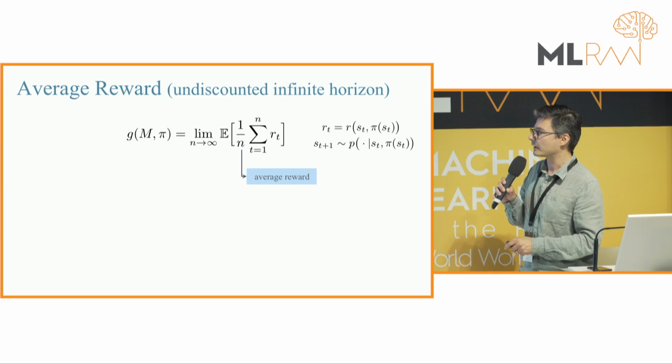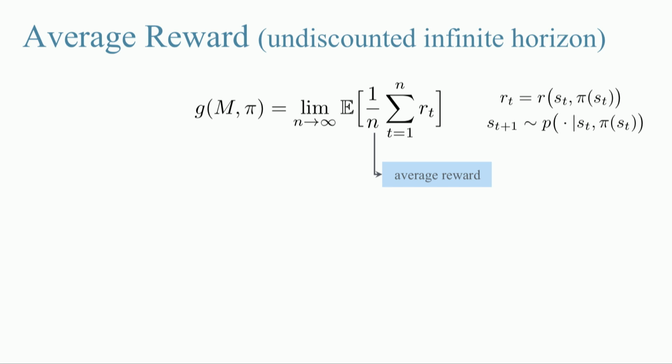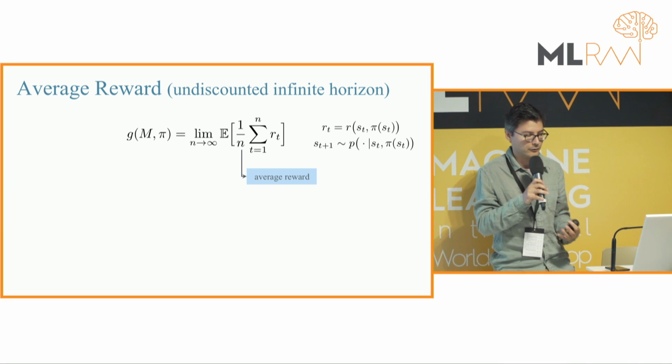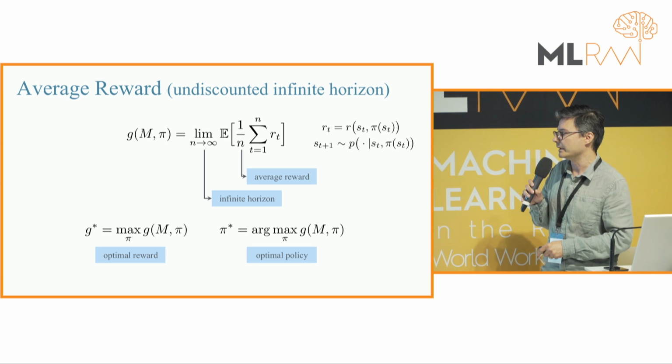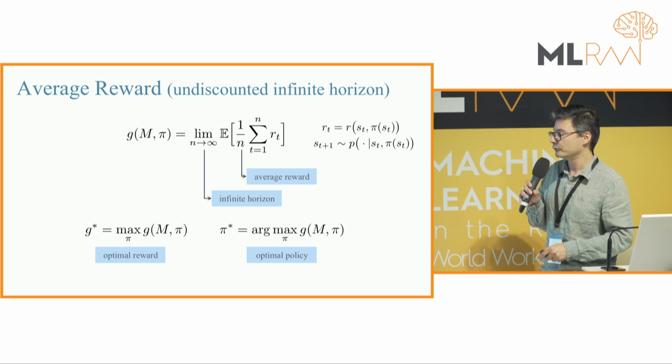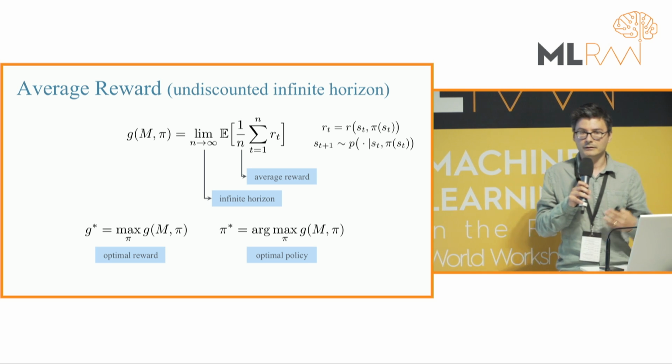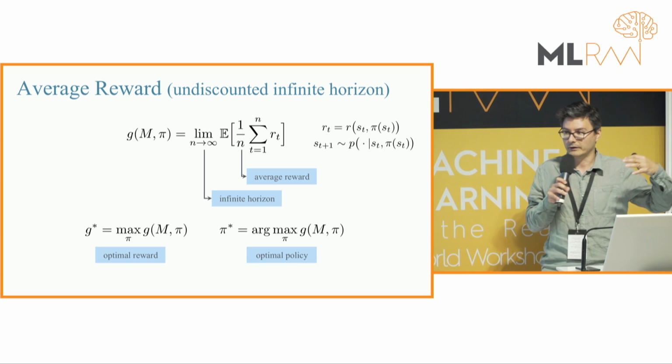We will say that the quality of a policy pi, once executed in an MDP M, is the average reward that we obtain over time when the time tends to infinity. So it's a sort of stationary behavior of the policy over the long period. And the objective is to find the policy pi star that maximizes this quantity in the MDP M. And I will also use G star to denote the largest amount of reward that any policy can obtain.